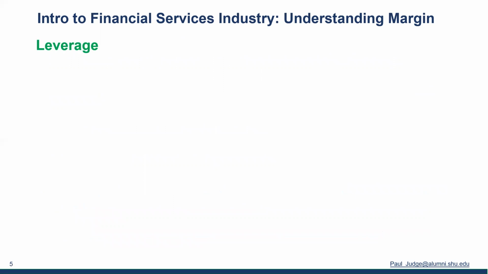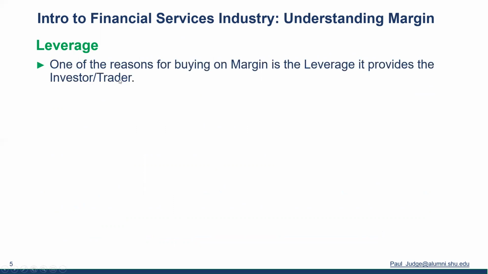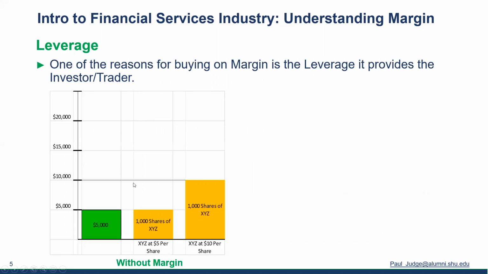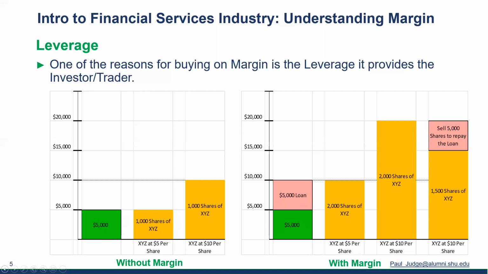So I used the term earlier, leverage. Let me try to explain what I mean by leverage. We say one reason people like margin is that it provides leverage for the investor. So let's look at a regular account. Let's say the investor puts $5,000 in the account, and then they buy 1,000 shares of stock at $5 a share. And then the stock doubles. It goes up to $10 a share. So they now have $10,000 worth of stock, and their initial investment was $5,000. They double their money.